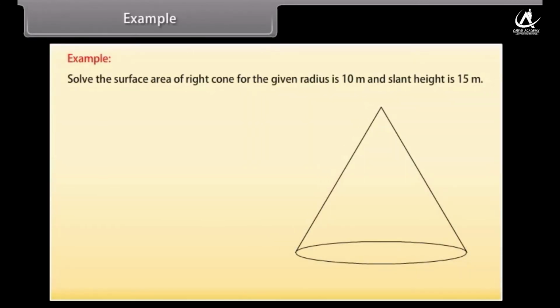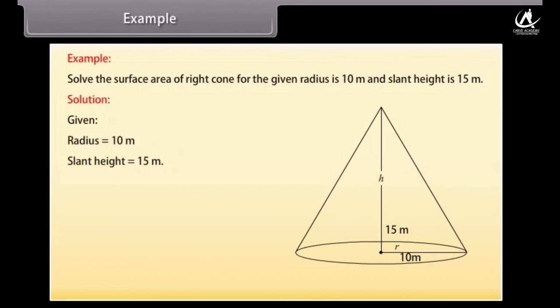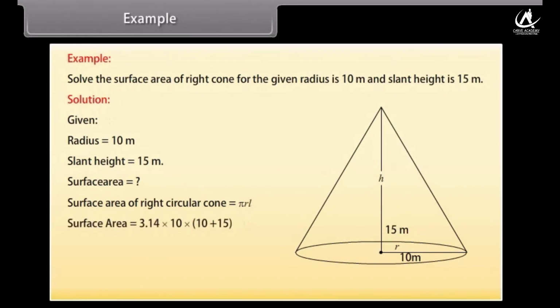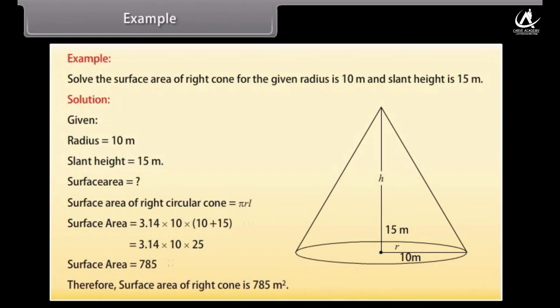Example. Solve the surface area of a right cone for the given radius of 10 meter and slant height of 15 meter. Solution. Radius and slant height, which are 10 and 15 meter respectively, have been given. We have to find the surface area. We know that surface area of cone is equal to pi r into L plus r. Therefore, by substituting the values we get, surface area is equal to 3.14 into 10 into 10 plus 15. By solving this, we get surface area is 785. Therefore, surface area of the right cone is 785 square meter.